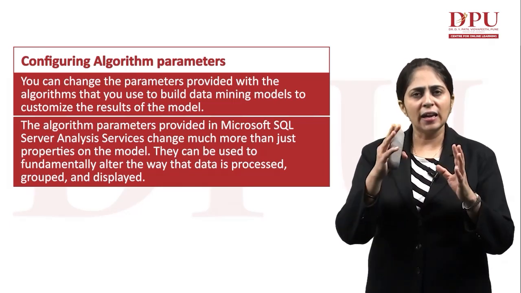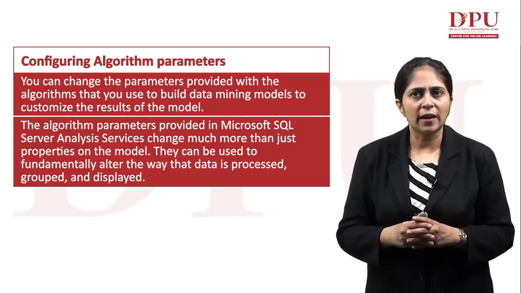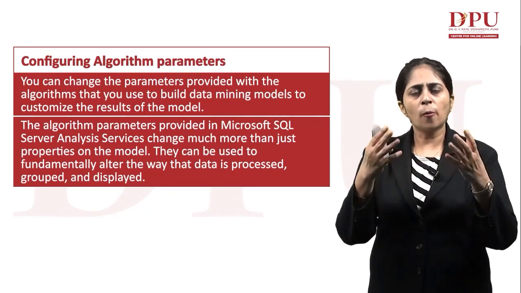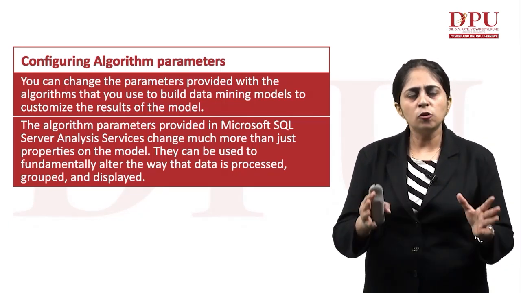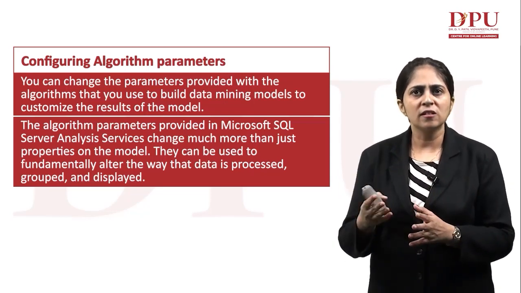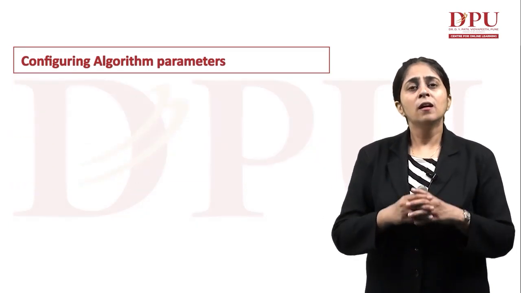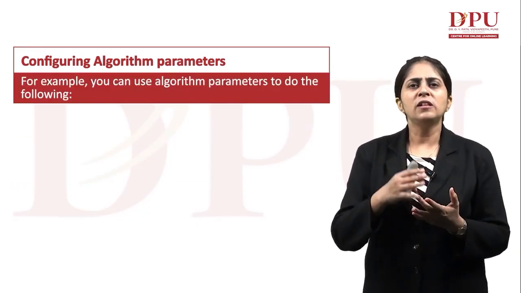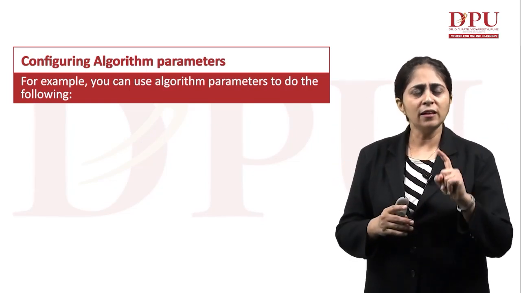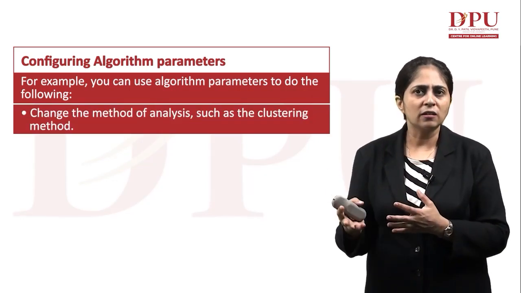If we talk about the algorithm parameters provided in Microsoft SQL Server Analysis Services, they change much more than just properties on the model. They can be used to fundamentally alter the way the data is processed, the way the data is grouped, and the way the data is displayed. For example, you can use the algorithm parameter for a few functions. The first one is to change the method of analysis, like we do in the clustering method.